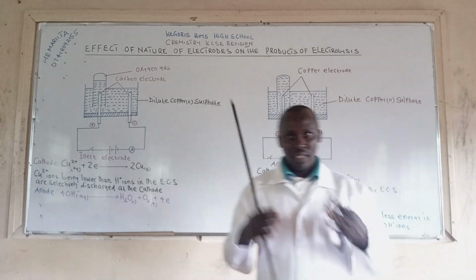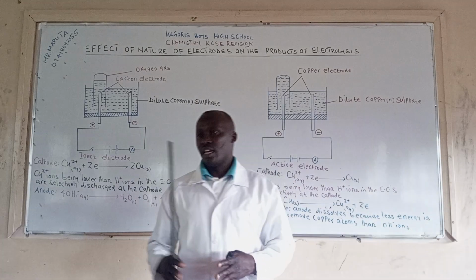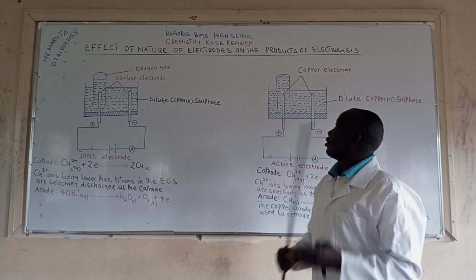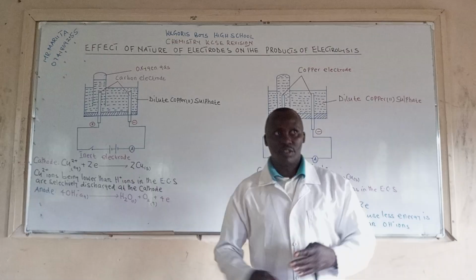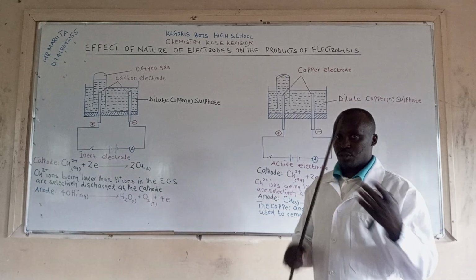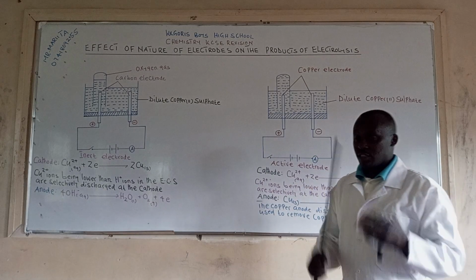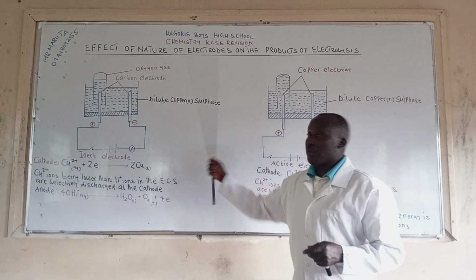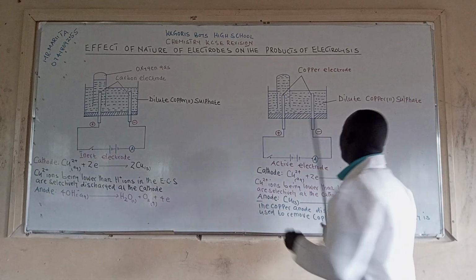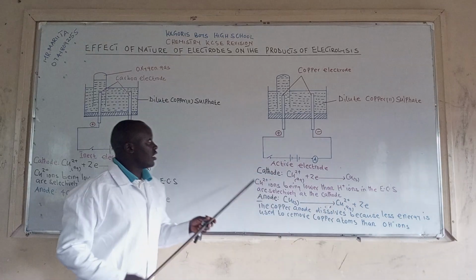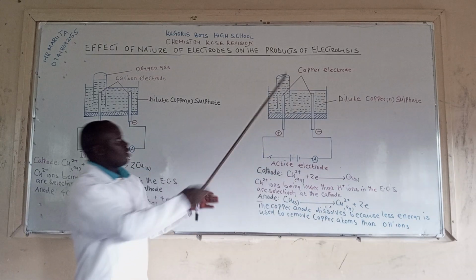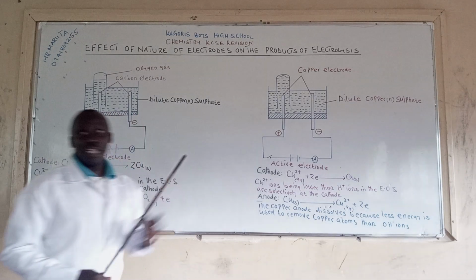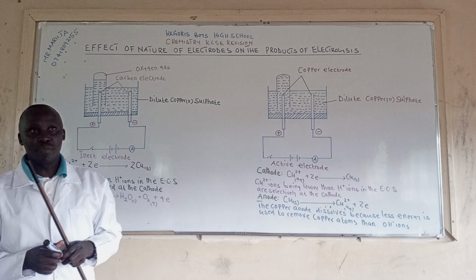Today we are looking at a very important part in chemistry, that is electrochemistry. And today we are looking at the effect of nature of electrodes on the product of electrolysis. So here I have two types of electrodes. We have inert electrodes, where we are talking about the carbon electrodes, and then we have the active electrodes. In this case, the active electrodes, we are talking about the copper electrodes. So the electrolyte we are using here is just copper sulphate.